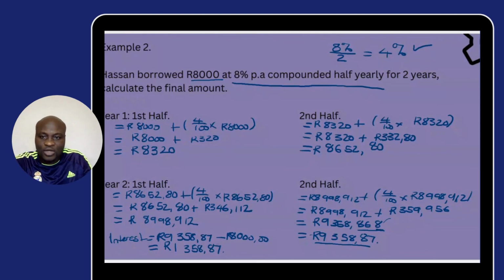It means that on top of getting the 8,000, Hassan, when he pays back after 2 years, he is going to pay back an extra 1,358 rands 87 cents as interest. So this is what you need to know, boys and girls, for compound interest.